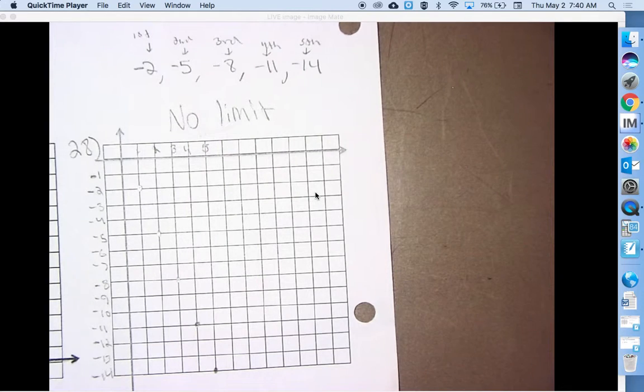I had number 28, and it said to graph the sequence, and the sequence that it gave me was -2, -5, -8, -11, and -14. And since there's 5 numbers in that sequence, I labeled the x-axis 1, 2, 3, 4, and 5. And since the lowest number was -14, I went down the axis to -14 and plotted the points. And I said it had no limit because there was no curves. Any questions on number 28?